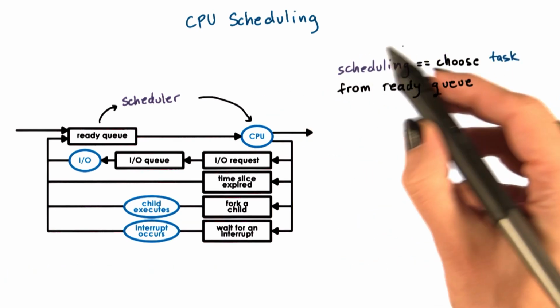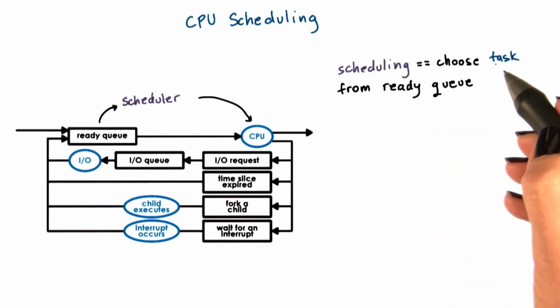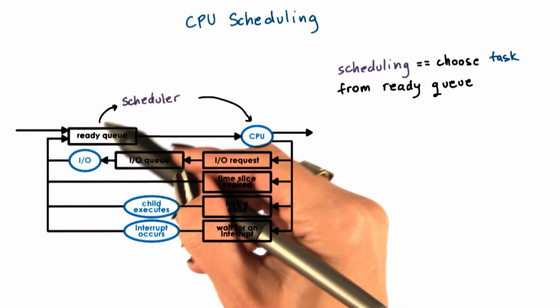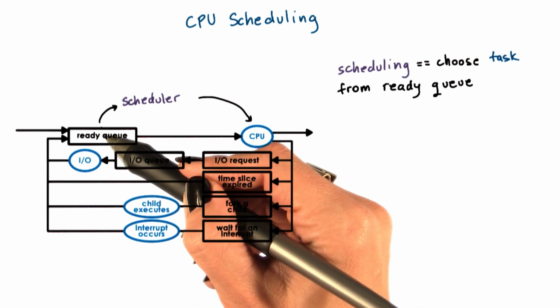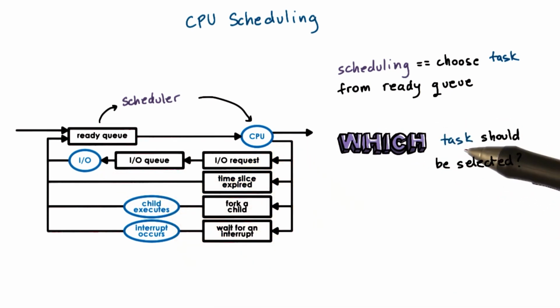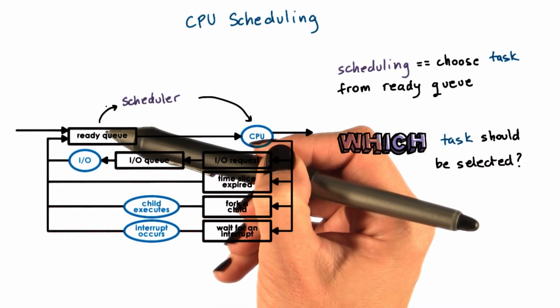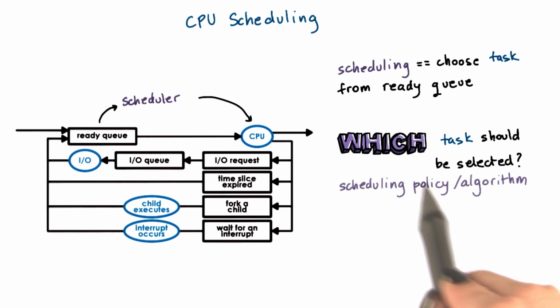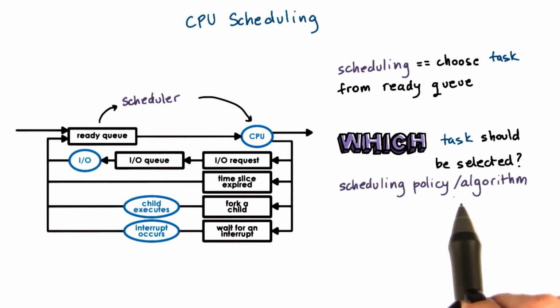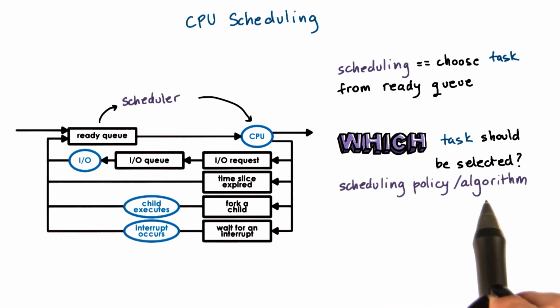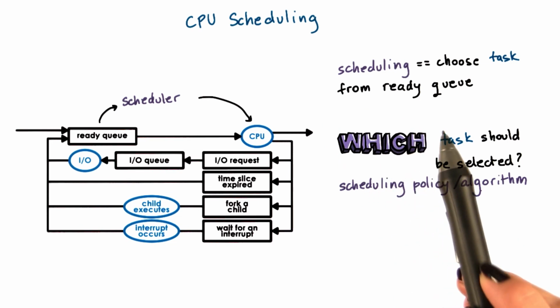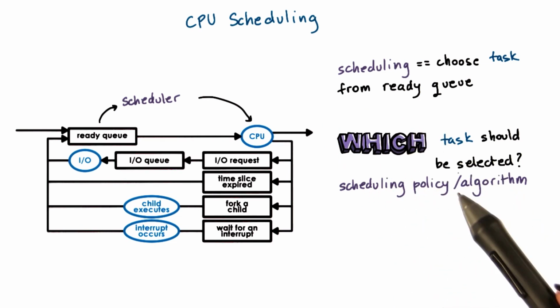So in summary, the objective of the OS scheduler is to choose the next task to run from the queue of ready tasks in the system. The first question that comes to mind is which task should be selected? How do we know this? The answer to that will depend on the scheduling policy or the scheduling algorithm that is executed by the OS scheduler. We will discuss several such algorithms next.